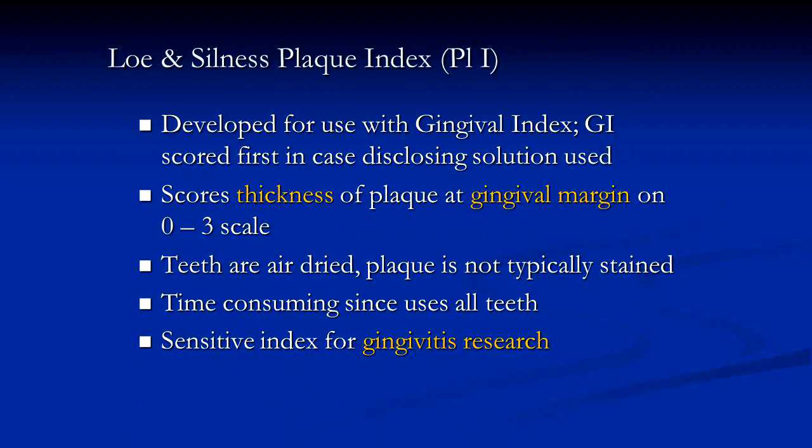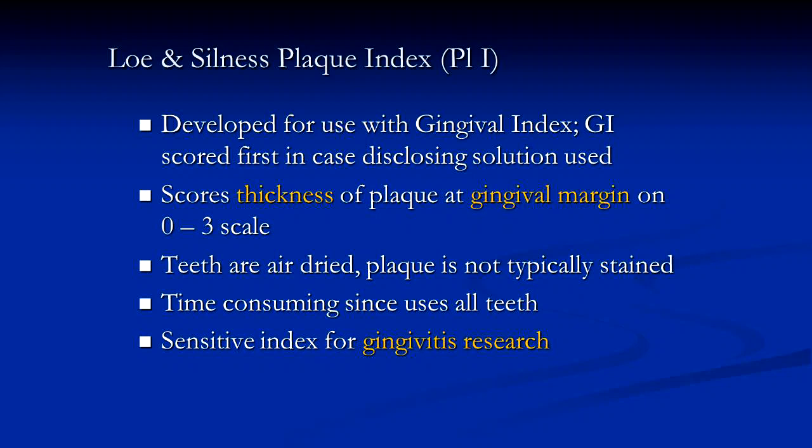The fourth index is the plaque index. It is not the plaque index that we use in our clinic. This is the low incidence plaque index, and it has a companion index called the gingival index, the GI. Typically when you're using the plaque index and the gingival index together in community public health data gathering, you would typically use the gingival index first in case you use disclosing solution.